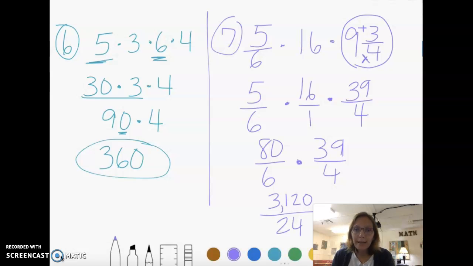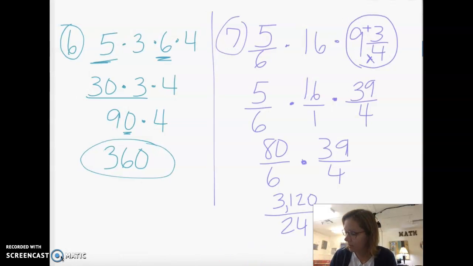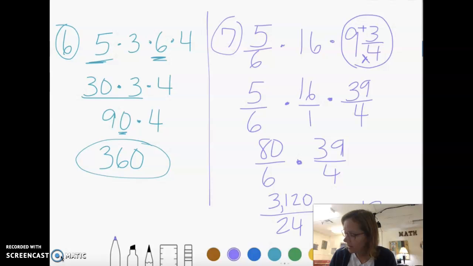Now my last step, a fraction means what? Fractions mean divide. So I'm going to divide this big number, this 3,120, by 24 and see if it goes evenly, because that would make a really nice answer for us if it does. It does. It's 130. I hope you could see that frontwards and not backwards. All right. So that is the end of that one.